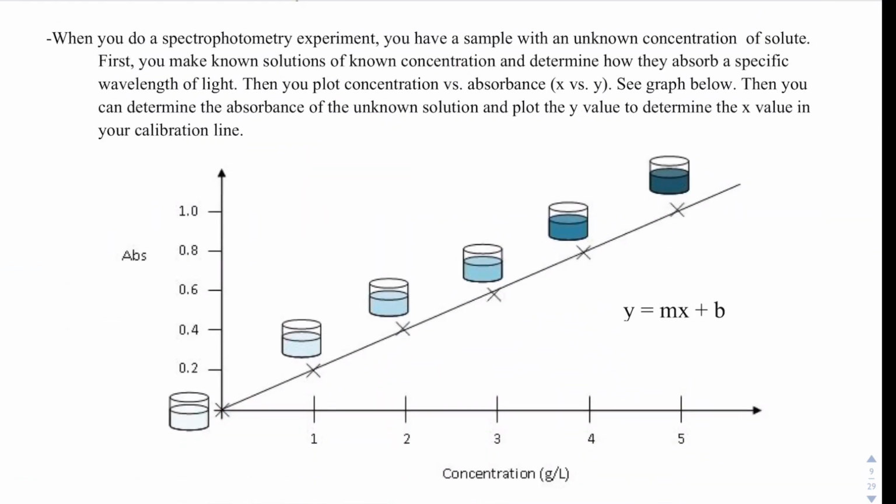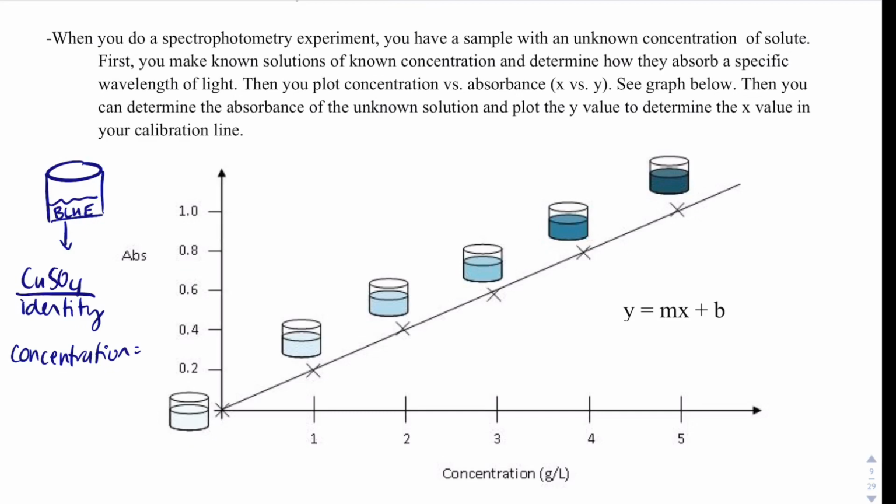Okay, so what we're going to do is show you how to create a spectrophotometry experiment. So let's say you come to class one day and you have a beaker and it's just some unknown blue solution. And all you know is that it's copper sulfate. Okay, that's its identity. But its concentration or its molarity is unknown.